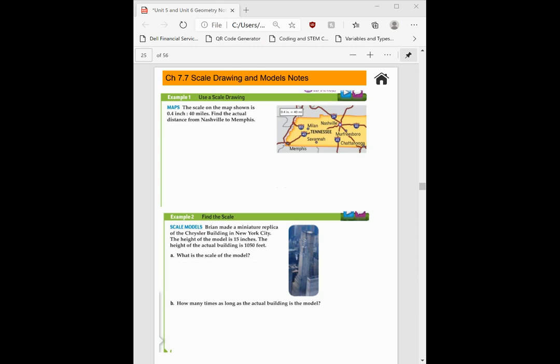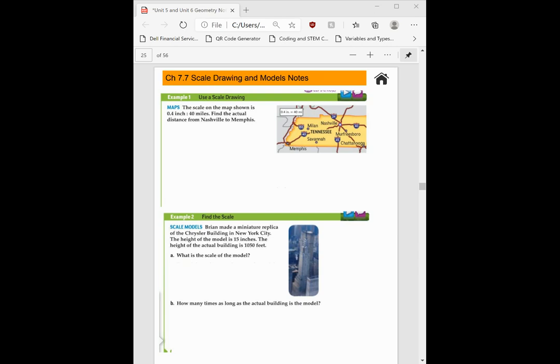Hi guys, let's work on 7.7 notes, which is scale, drawing, and model notes. So let's look at example 1. It says the scale on the map shown is 0.4 inches by 40 miles. Find the actual distance from Nashville to Memphis. So from here, we have to use a ruler to kind of guess what that distance is.